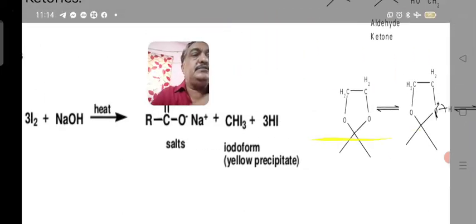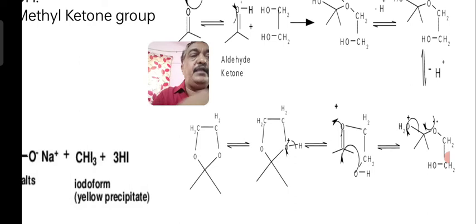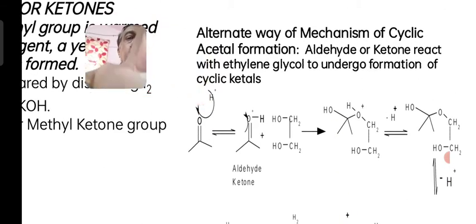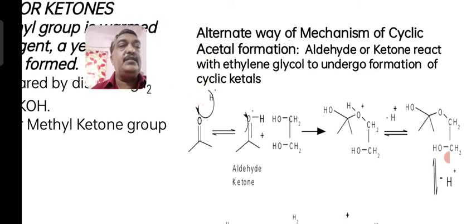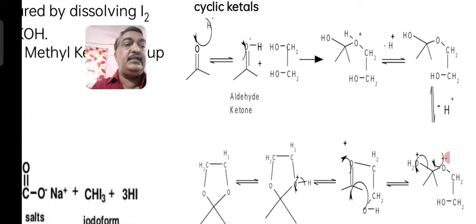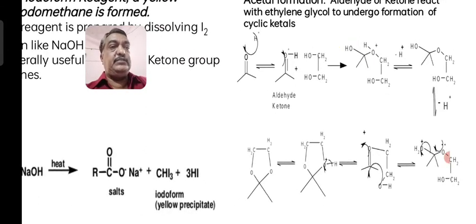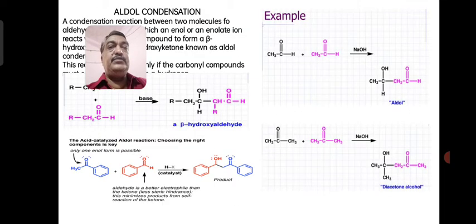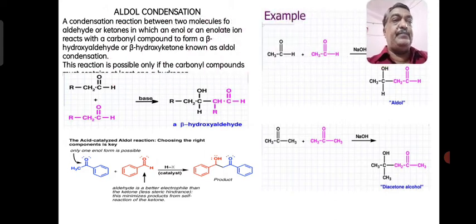Now, on the side, I have represented an alternate method of the mechanism of cyclic acetal formation. In the previous slide I have shown it, but this is a little easier to understand. It is the same thing I have represented, made in ISIS Draw, to convince you as far as this concern. Then now most important is aldol condensation. These are called name reactions.